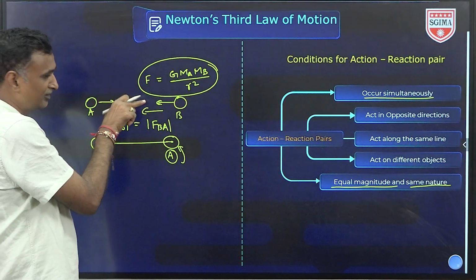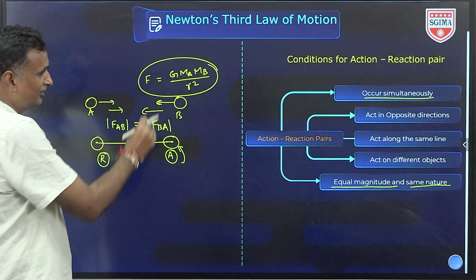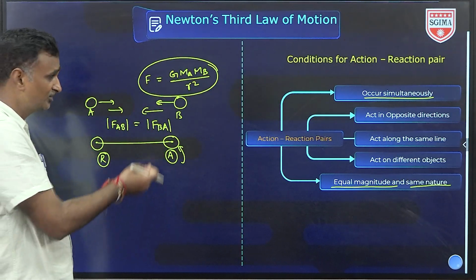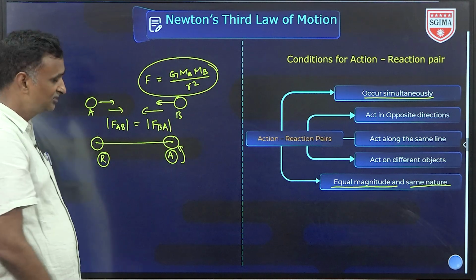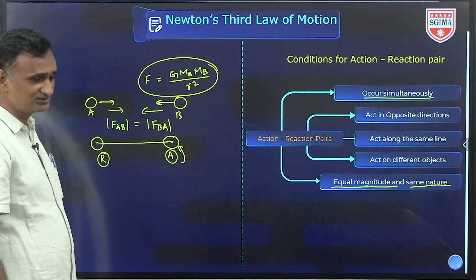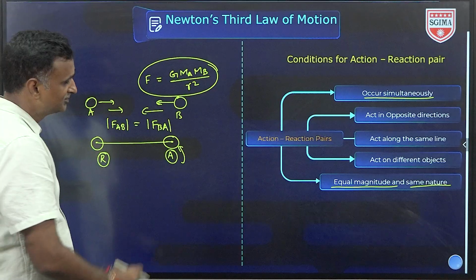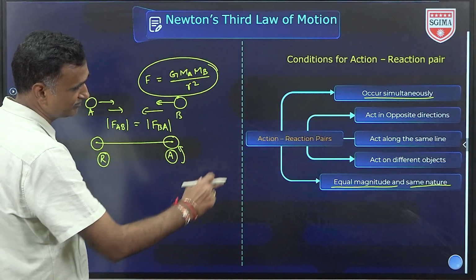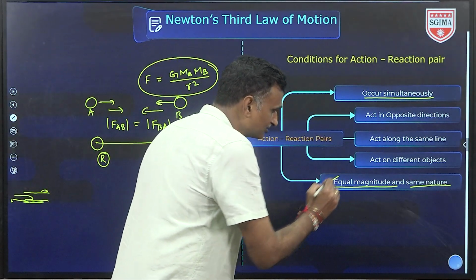One is on the left side, one is on the right side. And the nature of the force between them is the same. The nature means gravitational force. The nature of the force between the masses is gravitational force. Okay, so that is the nature we can discuss. Equal magnitude and same nature, this is.